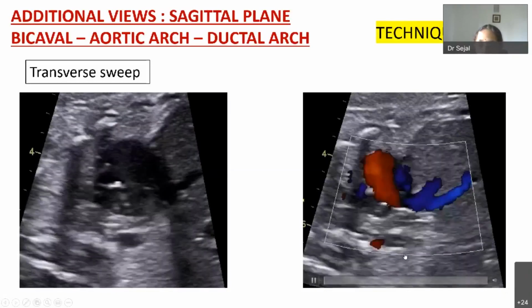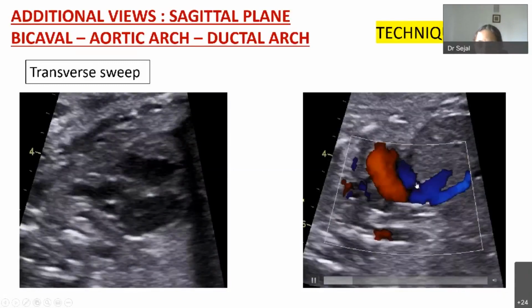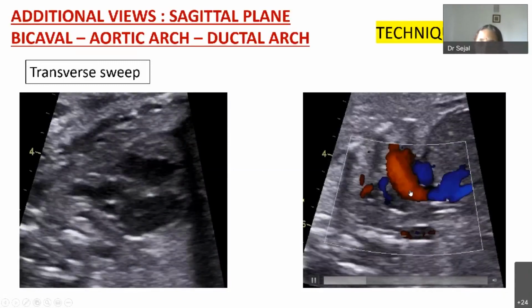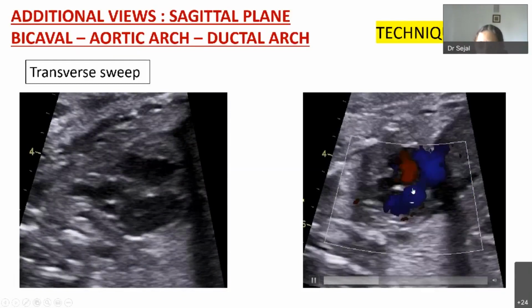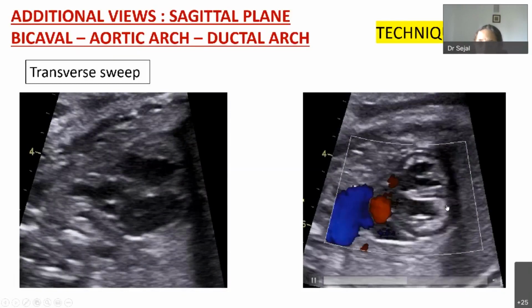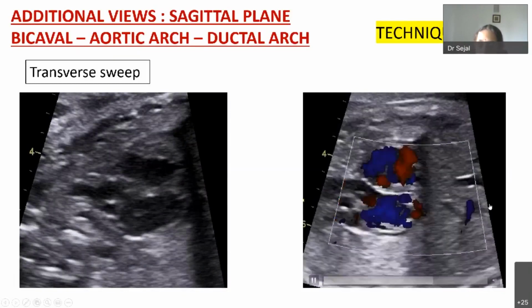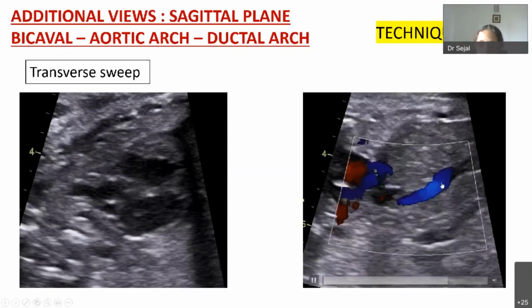So this is the bicaval view. I can demonstrate my IVC, hepatic veins, and the flow across the foramen ovale is much better understood in this view. The SVC flow, and this view is also going to allow me to trace the ductus venosus. This is the ductus venosus.